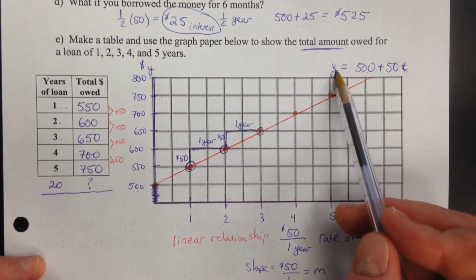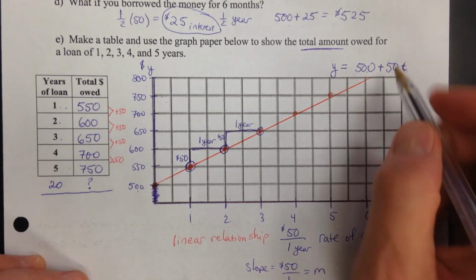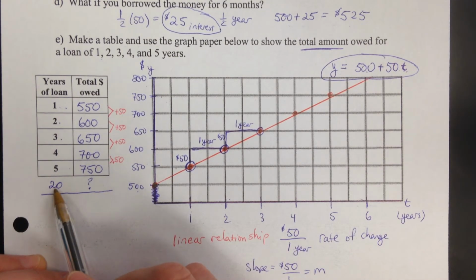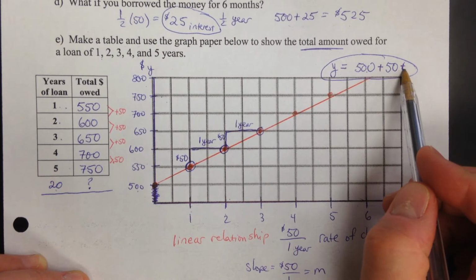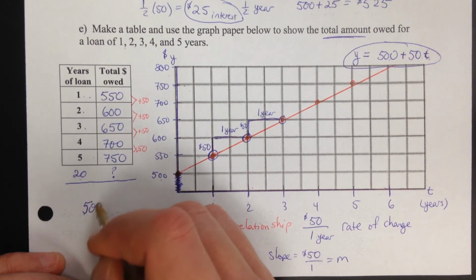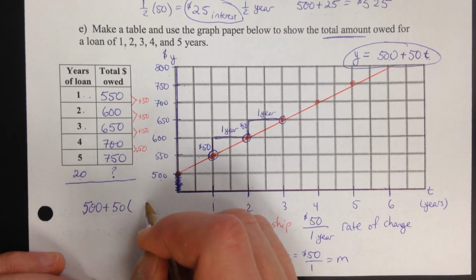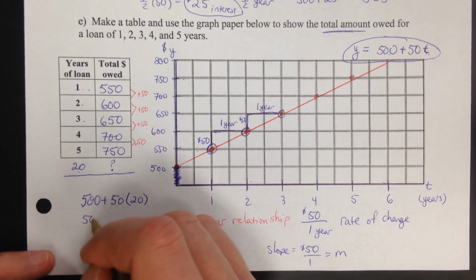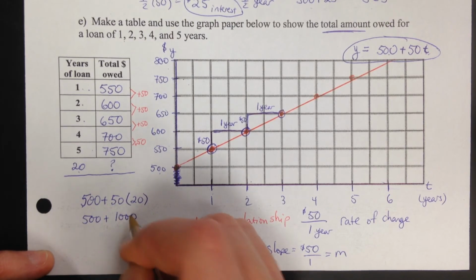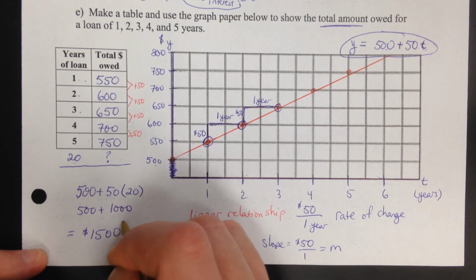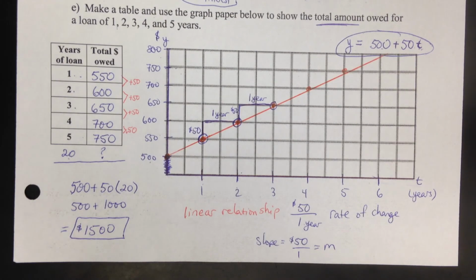But if you have an equation to represent what's going on here, we can just take that number 20, that's the time, and plug that into t. So I can do 500, we have to pay 500 for the loan, plus $50 for every extra year. So if that's 20 years, we would get 500 plus 1,000. So your loan amount, you would end up spending $1,500 if the loan was that long.